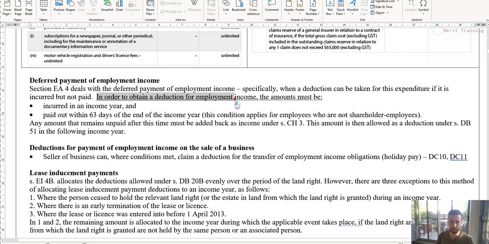So in order to obtain a deduction for employment income, missing a point here. So a deduction can be taken for this expenditure if it is incurred but not paid. So basically, in that situation, if you're not getting the leave, i.e., you're incurring the expense as a company, but you're not paying it yet, you can still have a deduction for this if it's paid in an income year and it's paid out within 63 days of the end of the income year. It's kind of like a prepayment expense.